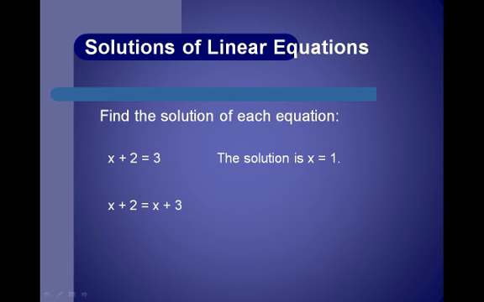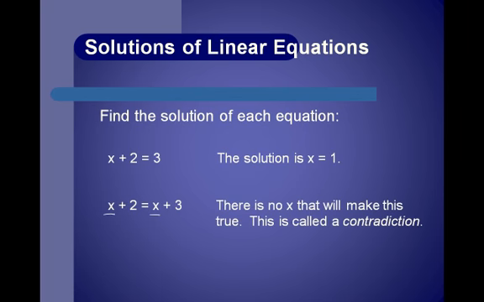Now when we look at an equation like x plus 2 equals x plus 3, think about it. There's not a number that we can put in here that when we add 2, and at the same time put the number in and add 3, we get the same answer on both sides. This equation will not have a solution. So anytime you run into this situation, we call this a contradiction, or sometimes we will just say there is no solution.